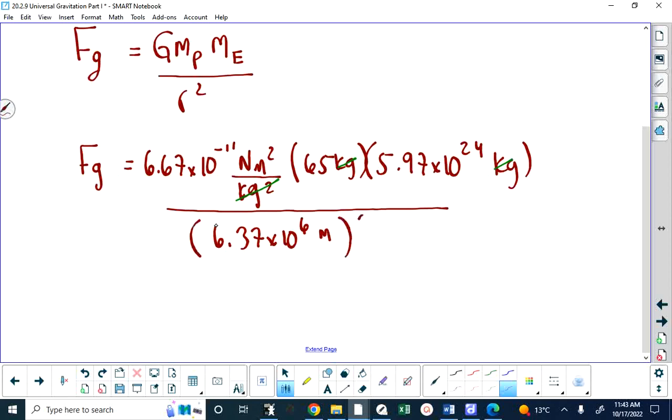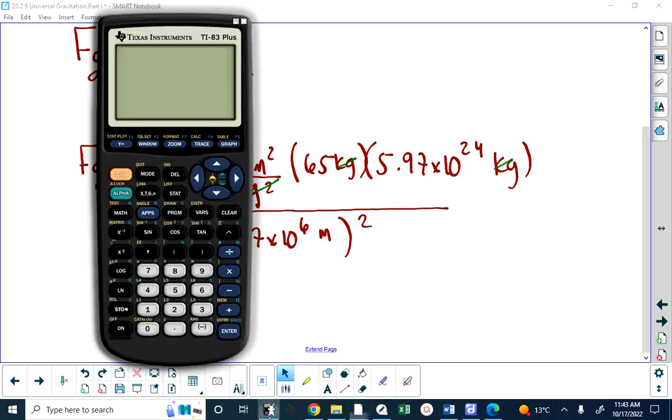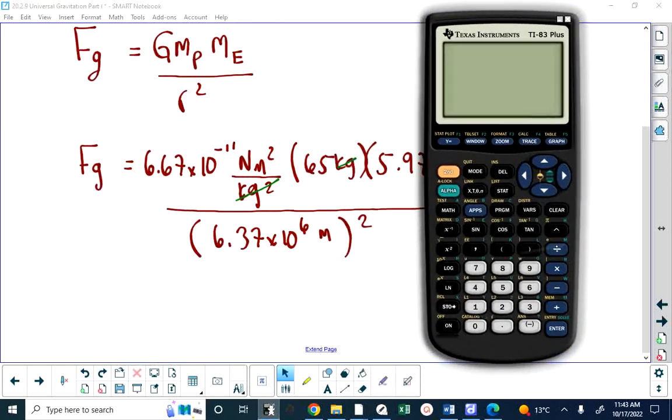Look at how I write squared. I put that whole thing in brackets. I don't just square the meters, I square the whole thing. And I want you to notice that on the bottom of this you will have meters times meters, which is meters squared, and we have meters squared on the top as well. We're going to get newtons. Now comes the time to calculate what this is.